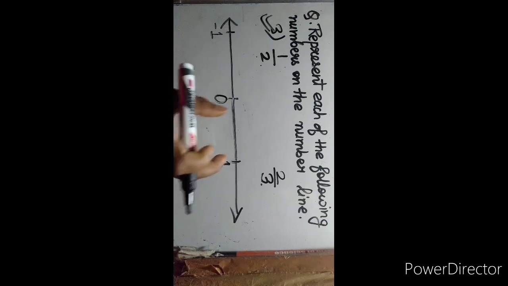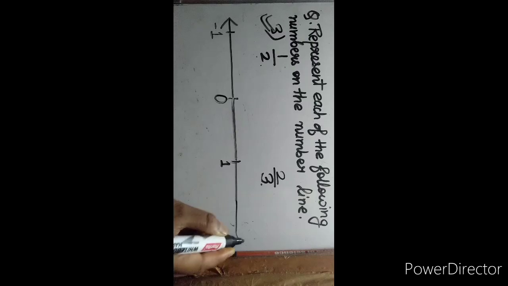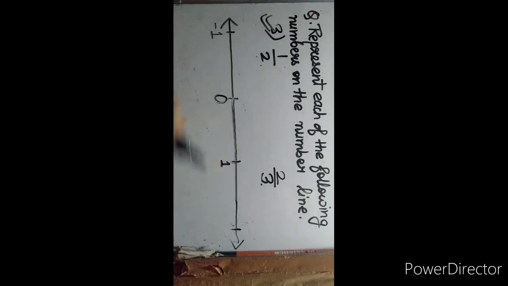Always remember that the distance between two points is always equal. If you take 2 units or 3 units of your choice, all the distances between the points should be equal. So this one is 1, this one is 2. Now we have to represent 1 by 2. 1 by 2 means half. So this is 0 to 1, which is 1 unit. If we divide it into 2 equal parts, then we can write this point as 1 by 2.